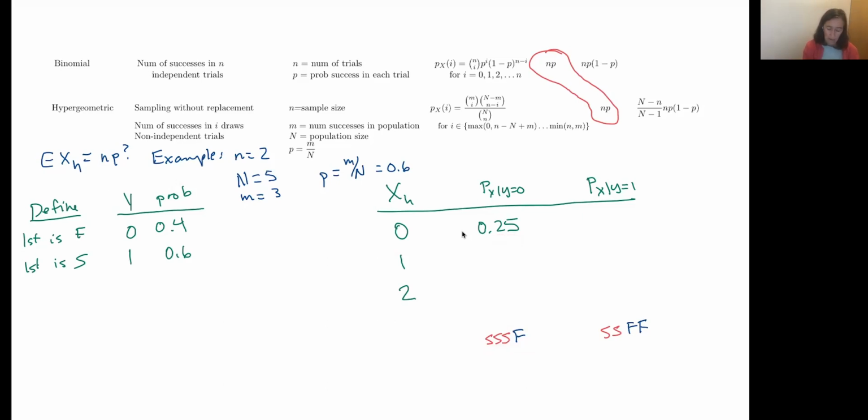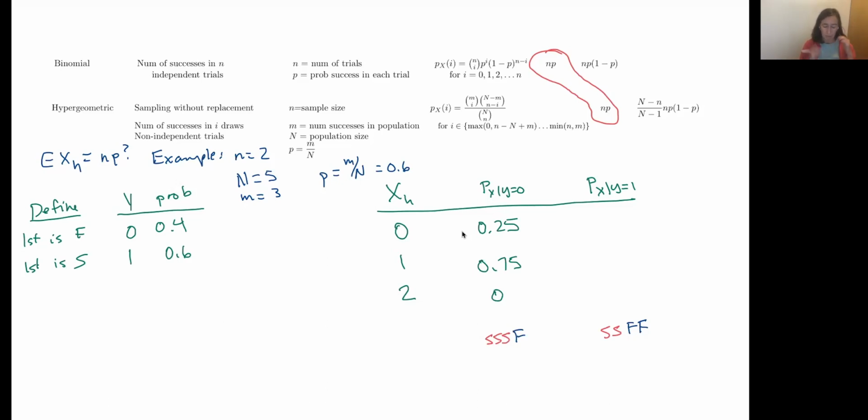And the probability that overall my sample of 2 has 1 success in it, given that my first one was a fail, is just the probability that in my second draw, I get 1 of these 3 successes, and that happens with probability 0.75. And the possibility of 2 successes when I've already had a fail, that is 0.